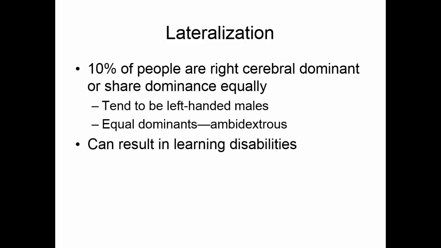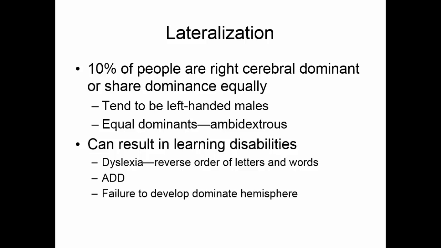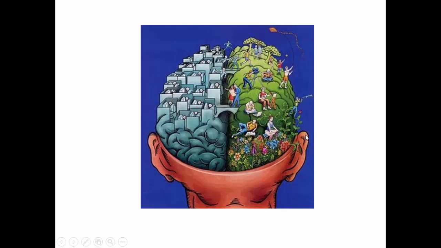A problem with not developing a clear boss of the brain is learning disabilities. Dyslexia, where people reverse the order of letters and words, and ADD may be the result of failure to develop a dominant hemisphere. As you look at your left brain and your right brain, the left brain is the very organized part of you, and the right brain is more free. It's more artistic. There should be connections back and forth so that you can exchange between the two hemispheres of the brain. Some people are very left-brained. Some people are very right-brained. Most people are fairly balanced in whether they're left-brained or right-brained.